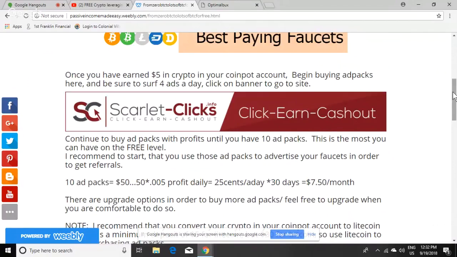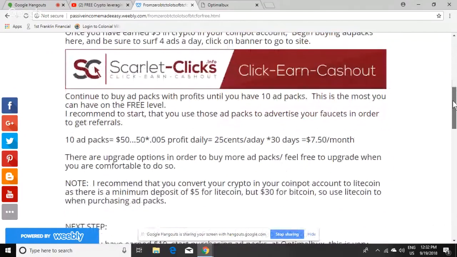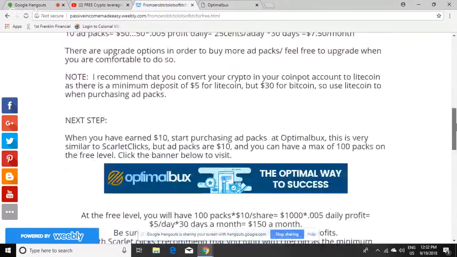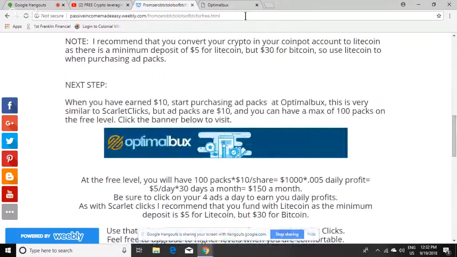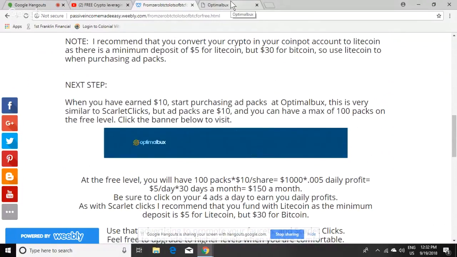And then over there at Scarlet Clicks, all you want to do is go in there and surf 4 ads a day. And at the same time, as you're building up, then you want to work your way up to maybe getting $10 into Optimal Bucks. Now, Optimal Bucks is pretty much the same as Scarlet Clicks. There are some slight differences, and that one right there is the one that I'm kind of concentrating on.